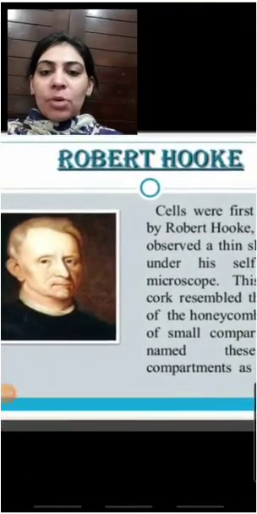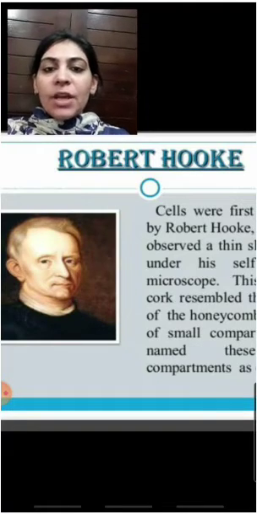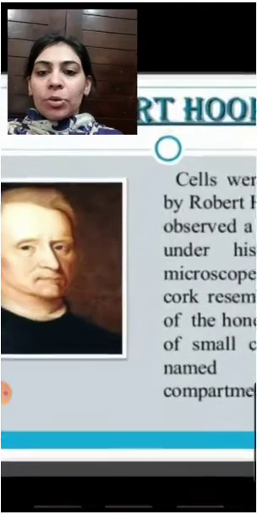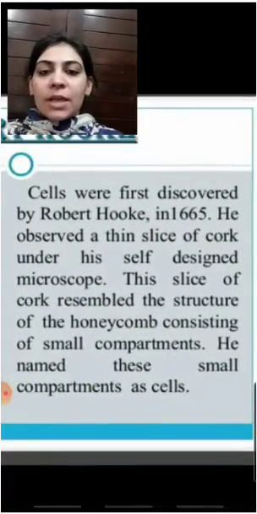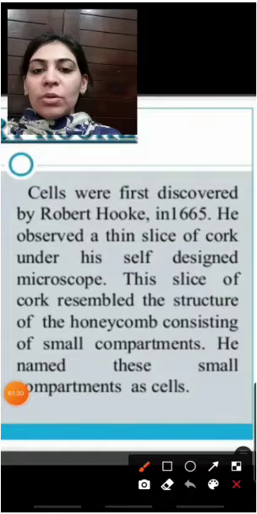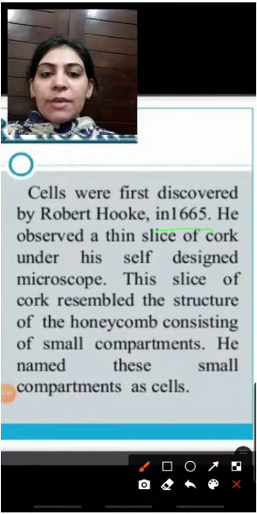Now we will discuss Robert Hooke, who discovered the cell. The discovery of the cell was done by Robert Hooke. This is the scientist Robert Hooke. Robert Hooke ने cell को discover किया था first in the year 1665.